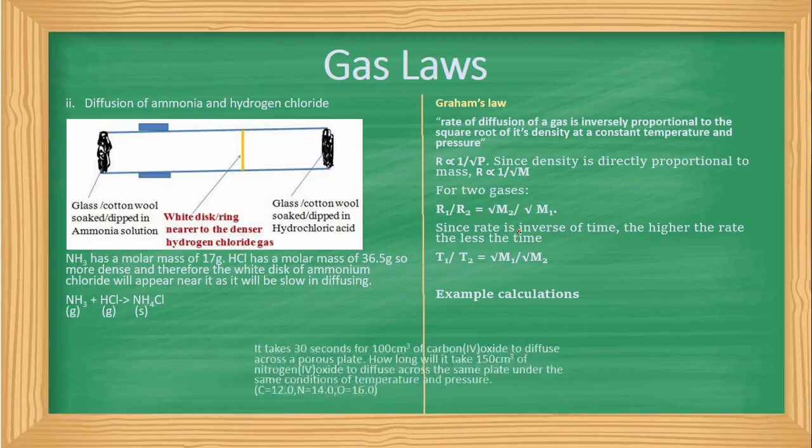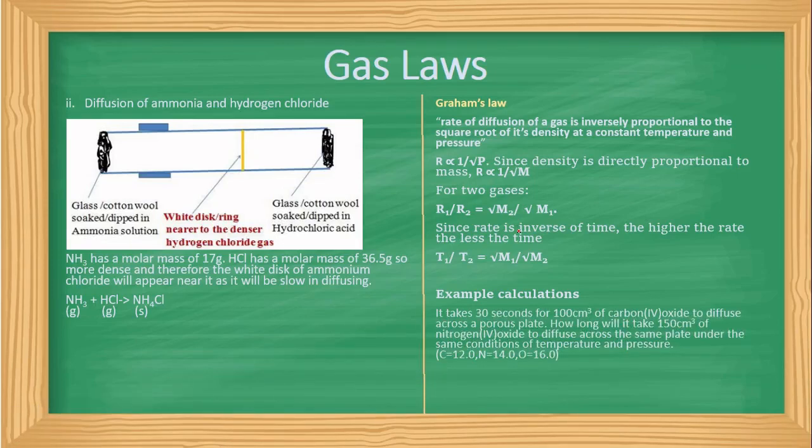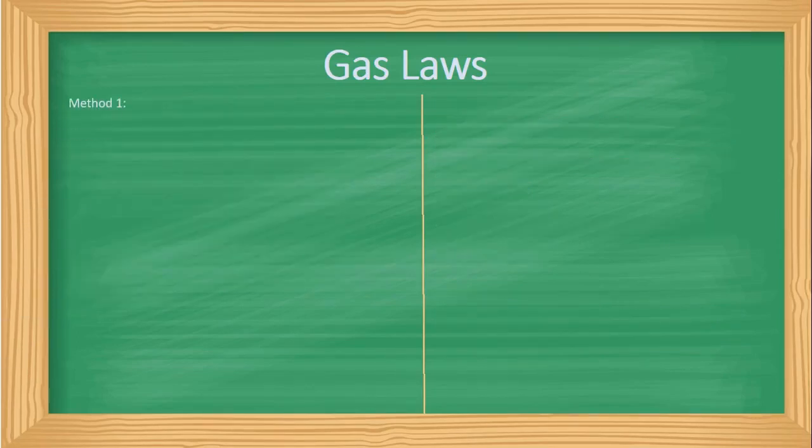Let us look at example calculations. 1. It takes 30 seconds for 100 centimeter cubic of carbon 4 oxide to diffuse across a porous plate. How long will it take for 150 centimeter cubic of nitrogen 4 oxide to diffuse across the same plate under the same conditions of temperature and pressure? And you are given there the masses: carbon is 12, nitrogen is 14, and oxygen is 16. So how do you go about that question?